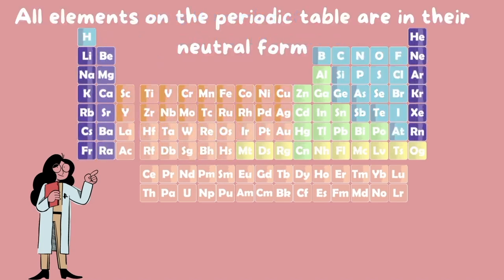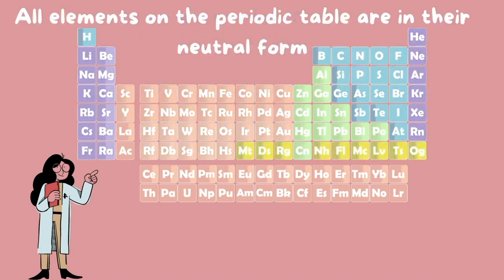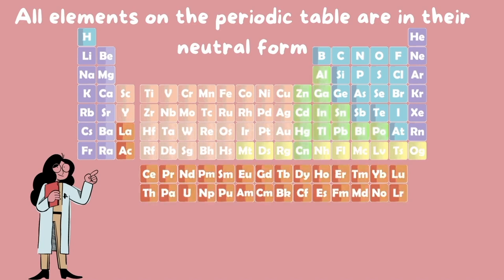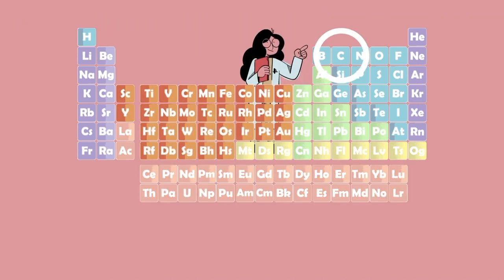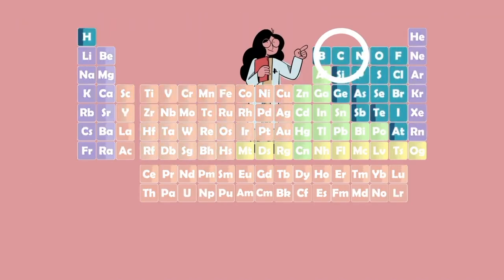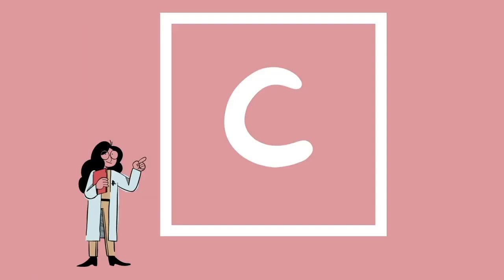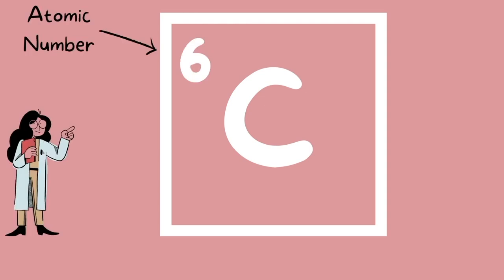First off, when looking at the periodic table, make note that these are all elements in their neutral form, meaning they have no charge. If we take a close look at one of these elements, let's just say carbon, for example, in the center is the element symbol. In this case, it's C for carbon. On the top, you'll find the atomic number. This number represents the number of protons in the atom. The atomic number is also the identification, if you will, for an atom. Each element has a different atomic number, and this number does not change.